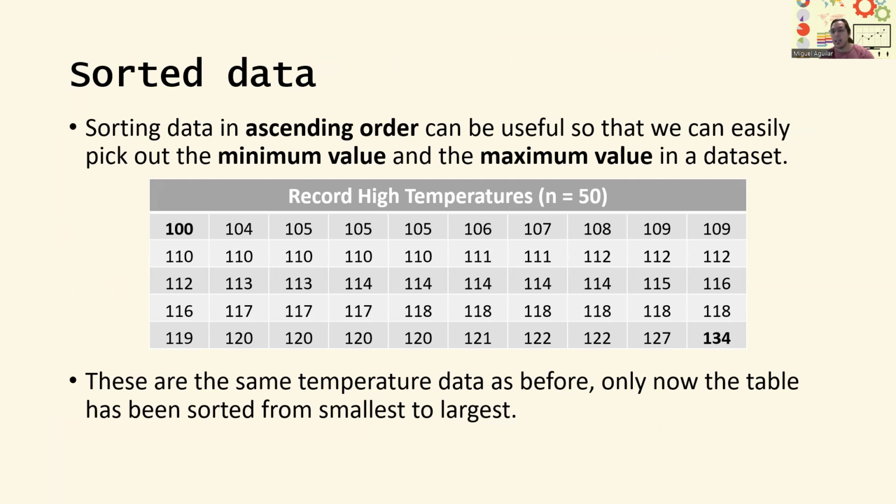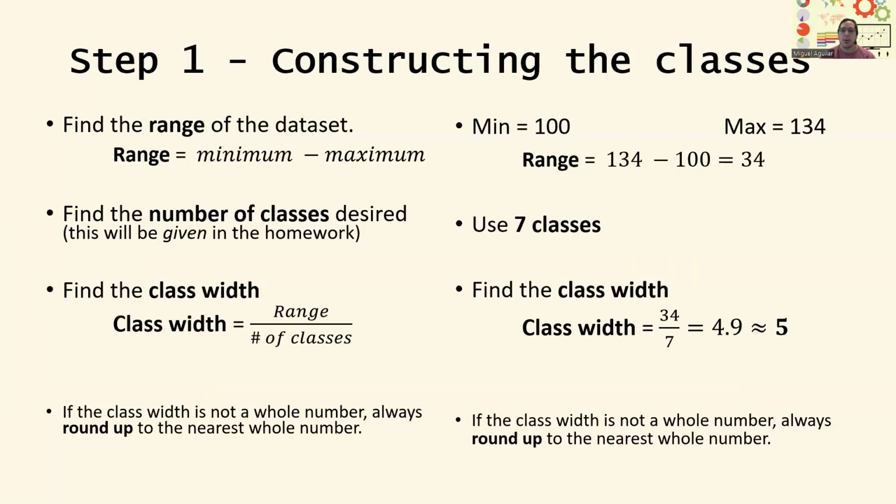And the highest value, or the maximum value, is 134 degrees Fahrenheit. So if we run through this example for step one, all we need to do to find the range is take that maximum value, which is 134, subtract the minimum value, 100, and we get a range of 34.